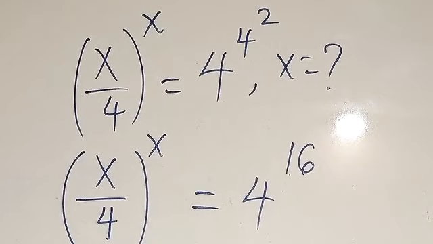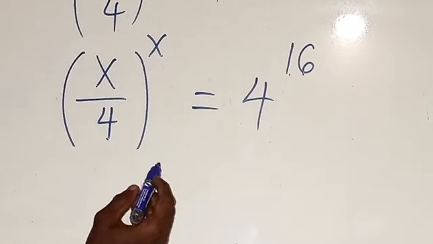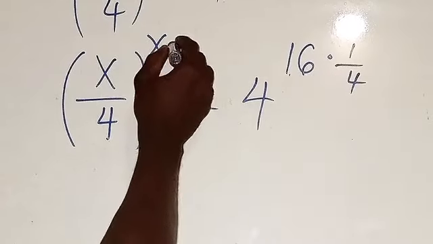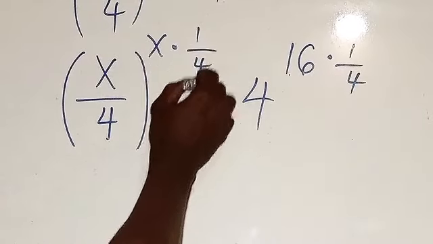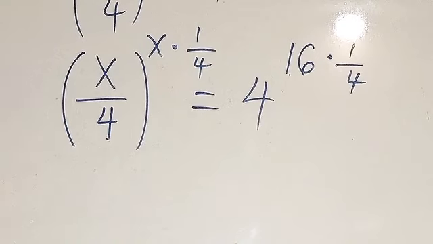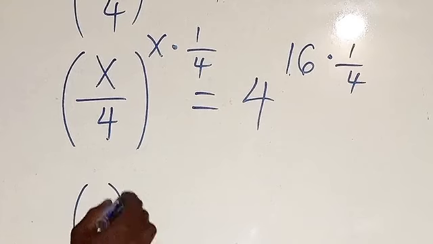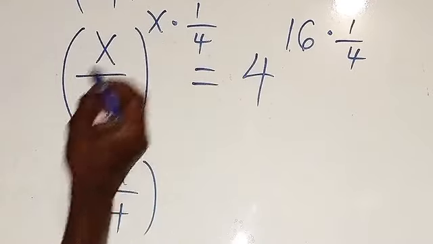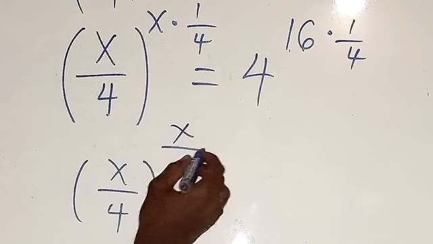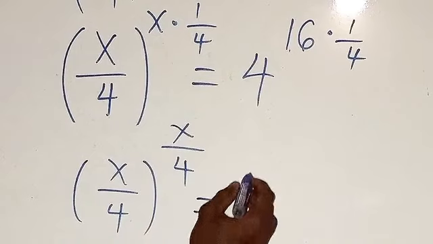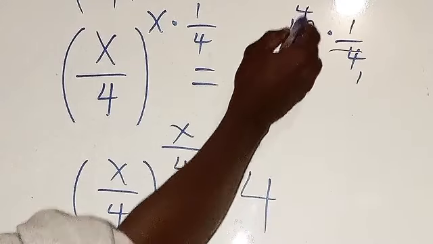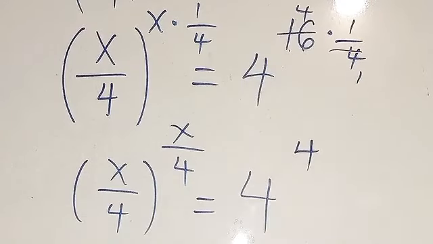So now from here, what if I multiply this power by 1 over 4 and this power by 1 over 4? What do you think I'm going to have? I'm going to have (x over 4) to the power of x over 4, because this power will multiply this power here. And on the right we have 4 to the power of 4.